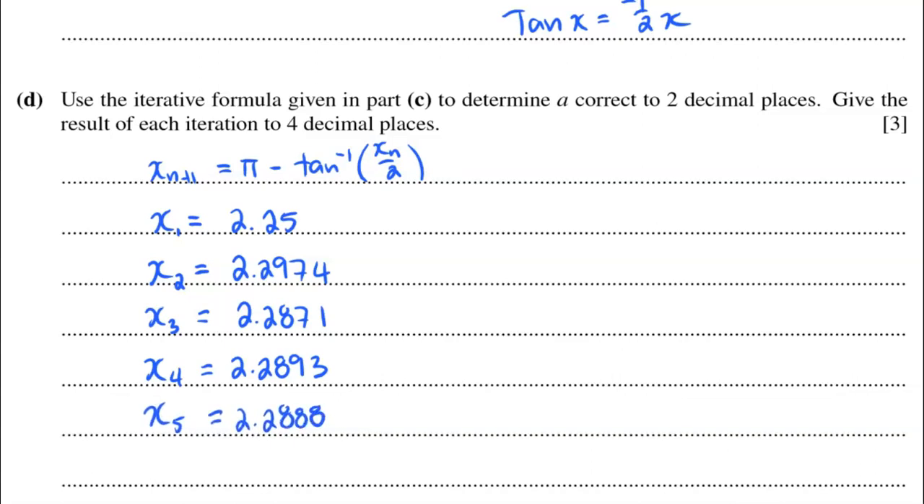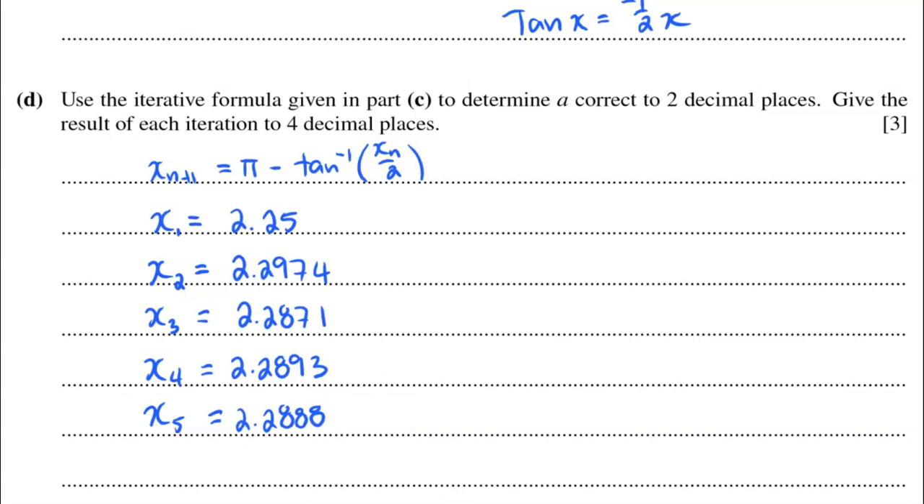Now remember, because the iteration is going lower and then higher, from 2.25 to 2.29, it went higher, and then to 2.28, it went lower, and then to 2.289, it actually went higher again, and then to 2.288, it went lower again. Every time you do the 2 iterations, the answer is somewhere between those 2. And if 2 consecutive iterations round to the same value, well, that is the answer to the number of decimal places that you want it to go to.